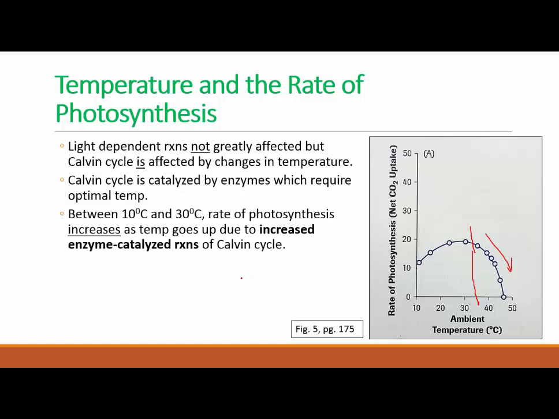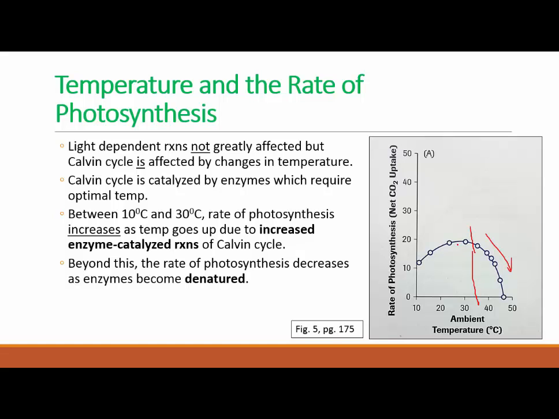Between 10 and 30 then, as the temperature is increased, the rate of photosynthesis increases because these are enzyme-catalyzed reactions. And an increase in thermal energy causes them to work faster, but only up to a point. Beyond that, because they're enzymes, they become denatured, and so they don't work any better. So yes, an increase in temperature can benefit the rate of photosynthesis, but too much is not a good thing.